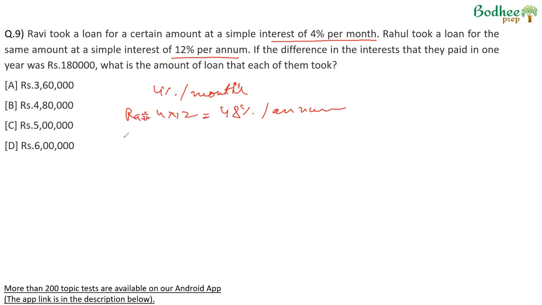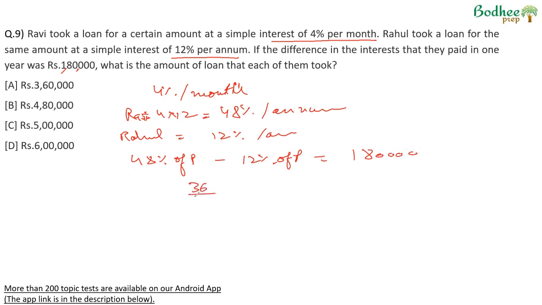For Rahul, the rate is given as 12% per annum. Therefore, the interest that they have to pay on P principal will be 48% of P, and for Rahul, it will be 12% of P. So we can say that the difference will be 48% of P minus 12% of P, and this is given as 1,80,000, not 18,000. So this becomes 36%.